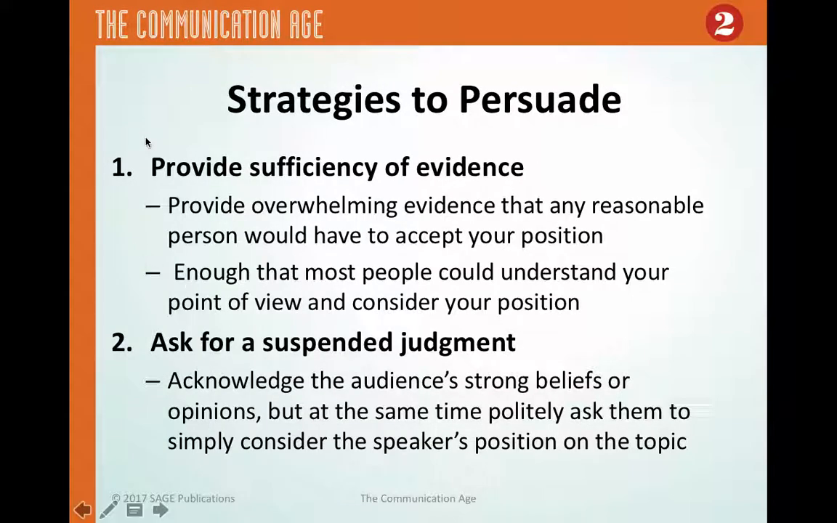So provide sufficient evidence, provide overwhelming evidence that any reasonable person would have to accept your position. I mean, just bring in stats and information and examples and people's lived experiences and testimonials, whatever you have to do. Bring in enough of that to the point where people just can't deny what you're saying. Enough that most people could understand your point of view and consider your position. You can't just go up there with your opinion. I'm not looking for speeches where you guys are just sharing your opinions with me.